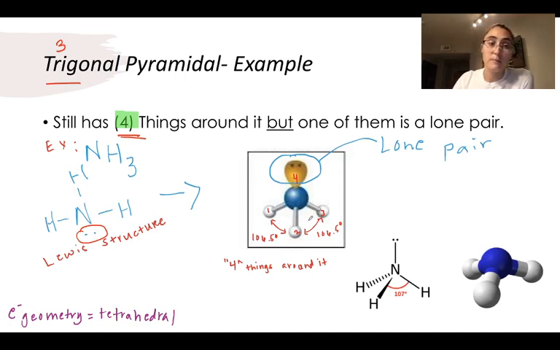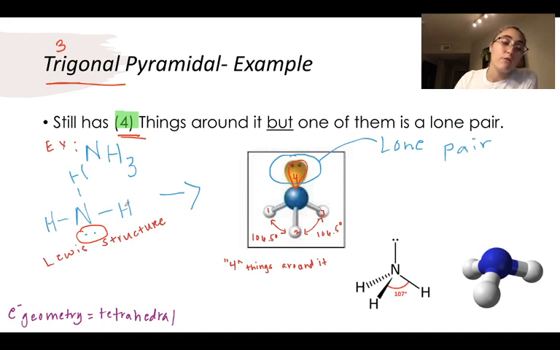Now, this is also going to have a different molecular geometry. So this one says that it's tetrahedral because there are 4 things surrounding it, 1, 2, 3, 4, but the actual shape is going to be trigonal pyramidal. It'll be different. So here's our central atom. Here's our 3 hydrogens. Those are going to be about 106.5 degrees apart. And our lone pair is going to act slightly different when we're looking at a molecular geometry.